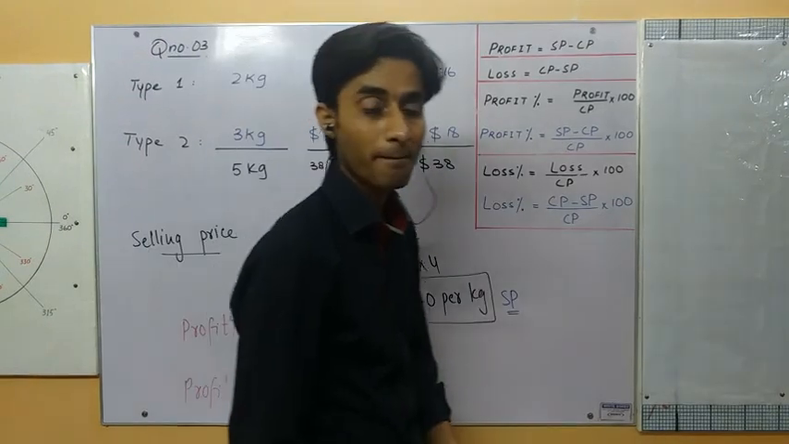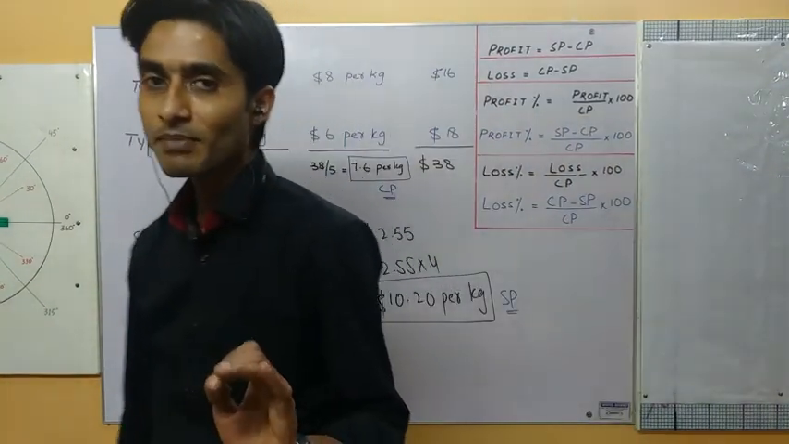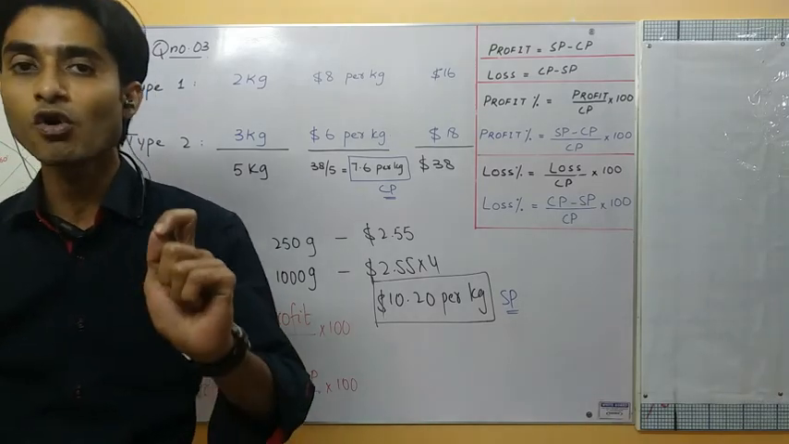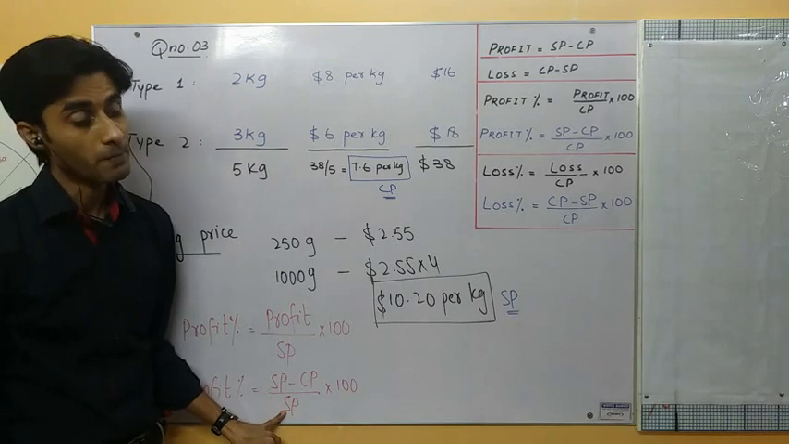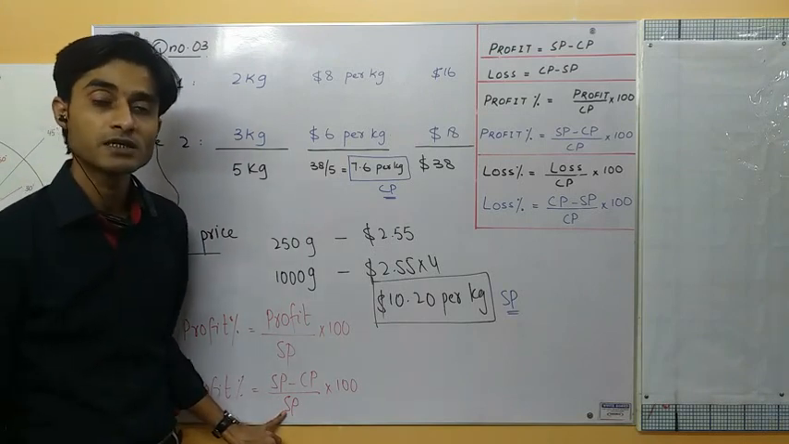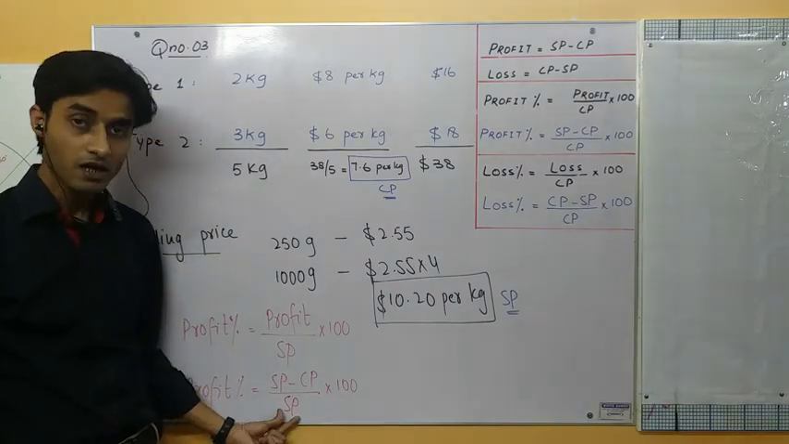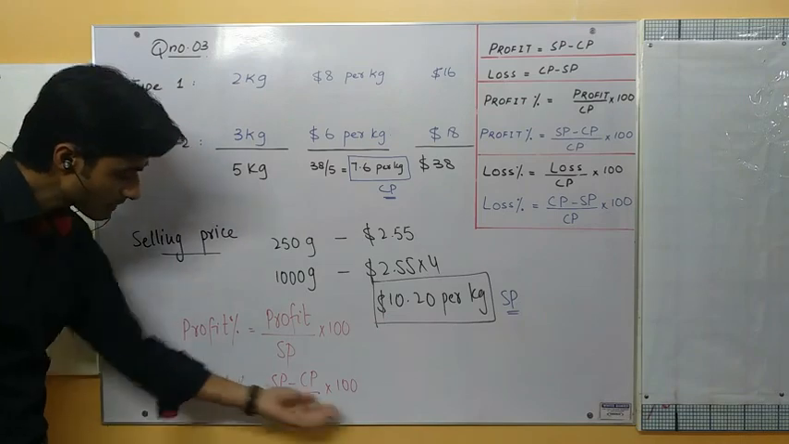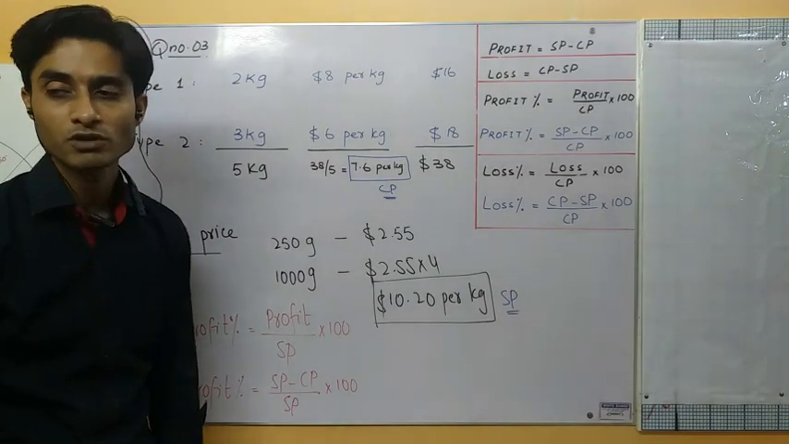If the question does not mention anything, you will always calculate profit as a percentage of the cost price. If nothing is mentioned, by default we use cost price over here. But if the question clearly states calculate profit as a percentage of the selling price, then we will replace the cost price in the denominator with the selling price. This is the formula. I really hope you can perform the calculation and find out the profit as a percentage in this case.